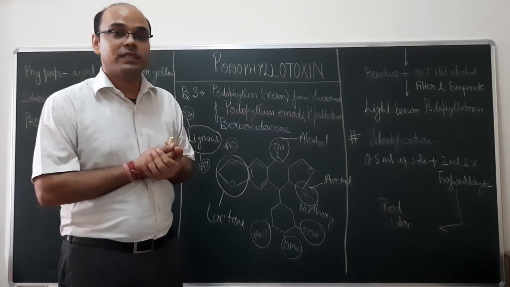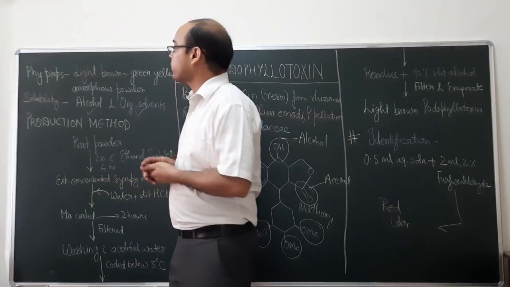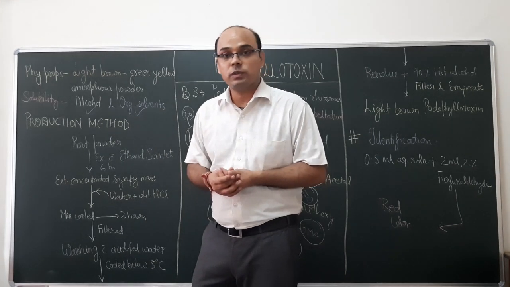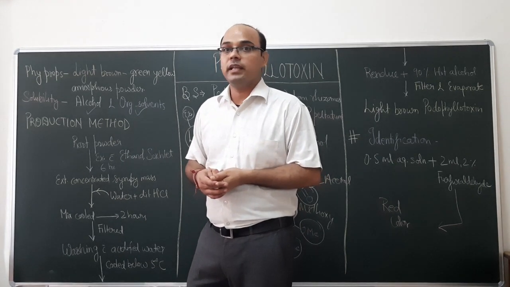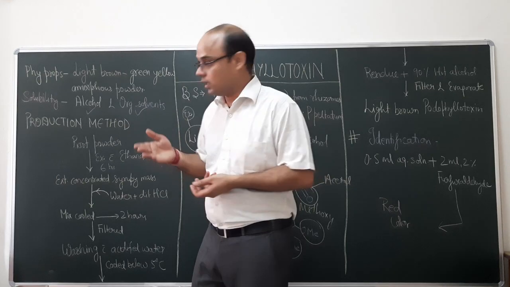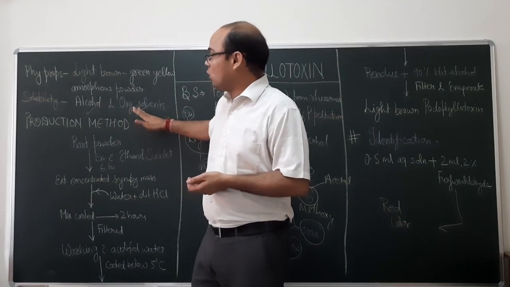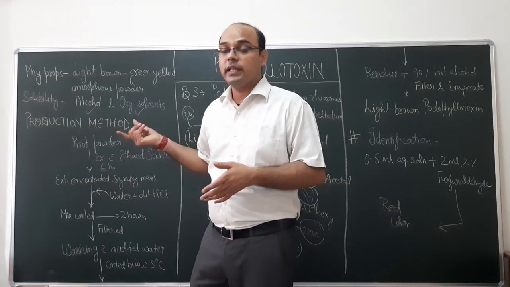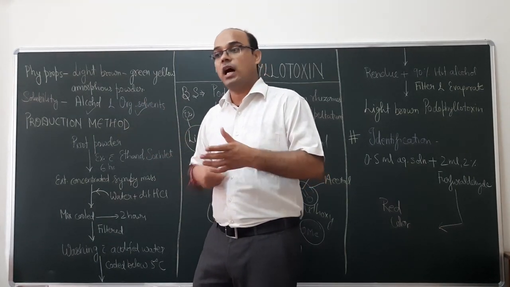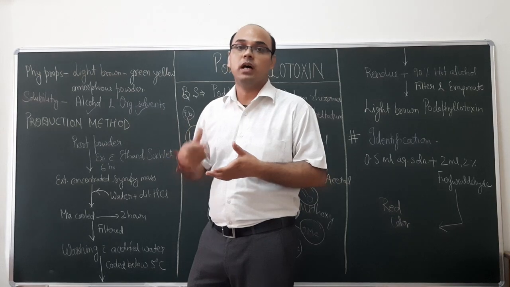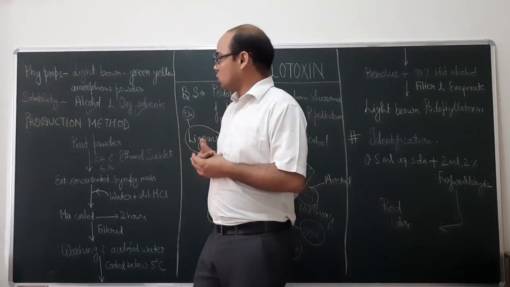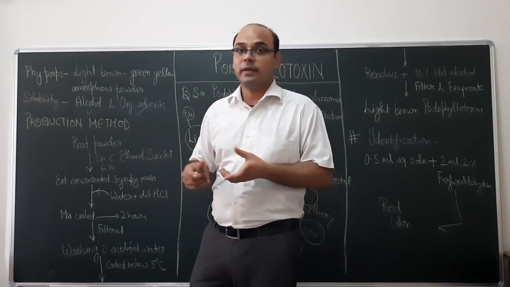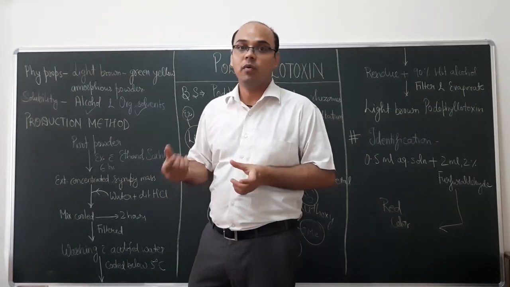Moving on to the physical properties of podophyllotoxin. Podophyllotoxin occurs in the form of amorphous powder, which is of light green to greenish yellow in color. It is soluble in alcohol and other organic solvents, and the solubility is very important because we are going to isolate the compound from the raw material. So it is soluble in alcohol and organic solvents and sparingly soluble in water.